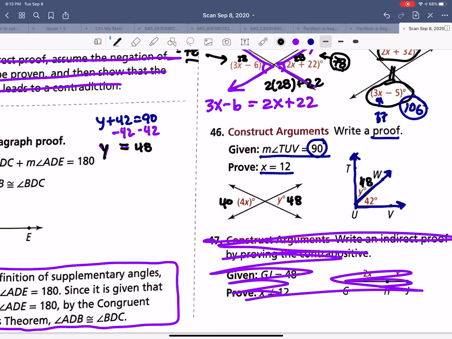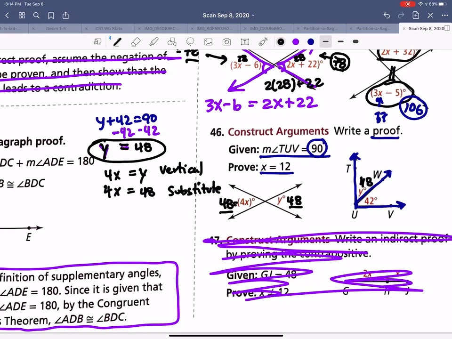That makes sense. So doesn't this have to equal 48? These have to equal each other because of the vertical angle theorem. So 4x has to equal y because of vertical angles, correct? But we know what y is. It's 48, so we can substitute that in. Okay, and now our last step, we're almost there. If I divide by 4 on both sides, I get x is 12.